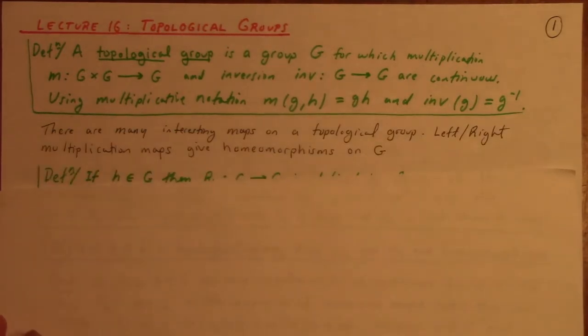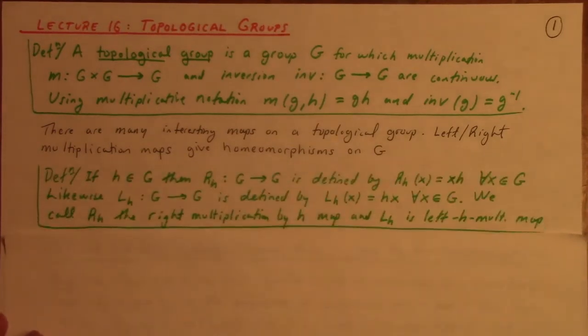There are many interesting topological groups, and one of the chief features of a topological group is the existence of left and right multiplication maps. In particular, if H is in G, you can talk about right multiplication by H, which just means multiply on the right by H. That defines the mapping x goes to xh. A left multiplication is defined by multiplying on the left by H, so L_H of x is hx. We call R_H the right multiplication by H map, and L_H the left multiplication by H map, if you like.